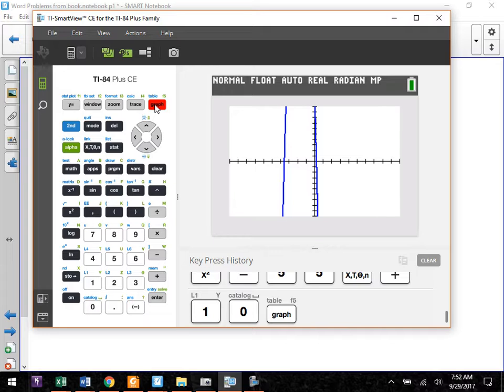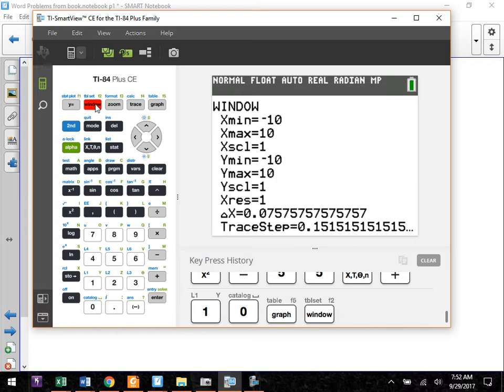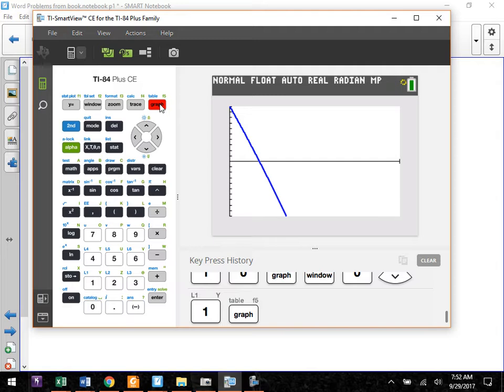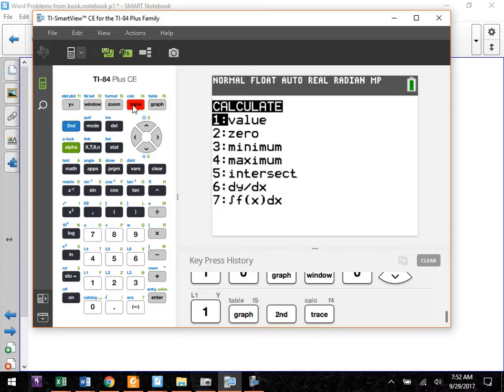So let's change our window. Let's change our x min and max to 0 and 1. 0 for your minimum, 1 for your maximum. Go back to the graph. We don't care about anything else about the graph except for where that crosses the x-axis, because where it crosses the x-axis is a 0. It's the positive 0. So what we do is we hit second, calculate. Look at that. There's an option for your 0.